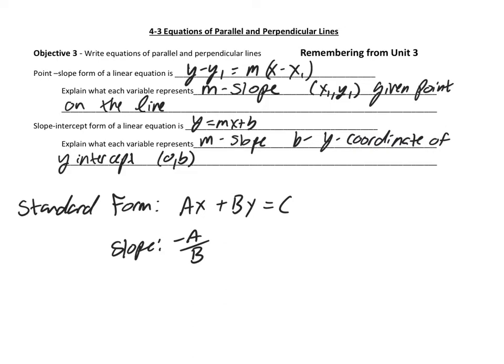Y equals mx plus b: m is our slope, b is the y coordinate of the y-intercept, so (0, b) is how we traditionally write the y-intercept. And then I've added on here standard form. The a, b, and c alone don't tell us very much, but when we combine them together, we find a very important piece of information, which is our slope, which we find by taking the opposite of a divided by b.